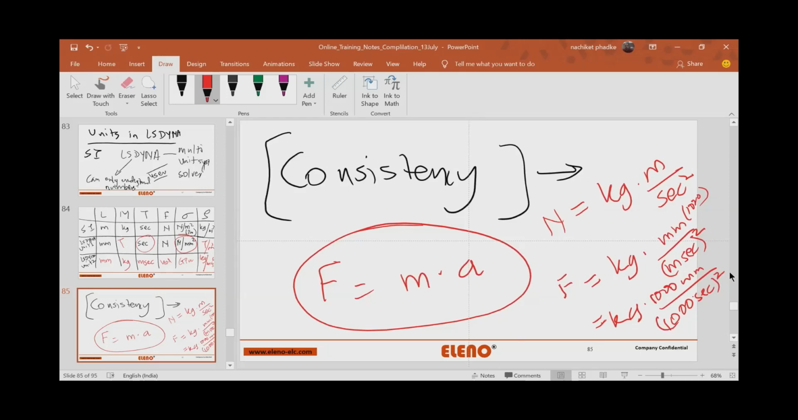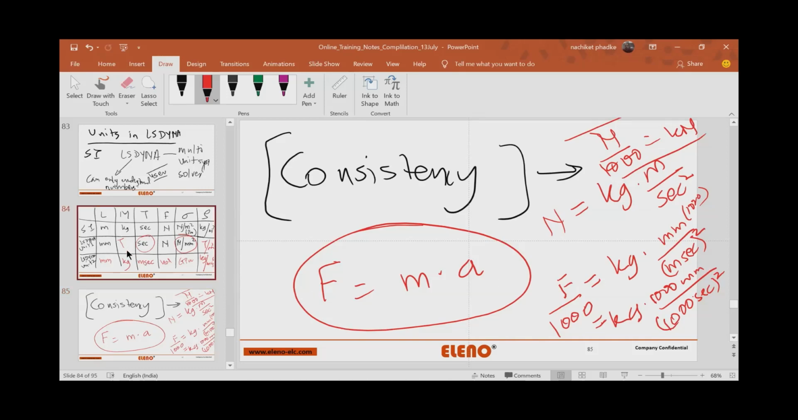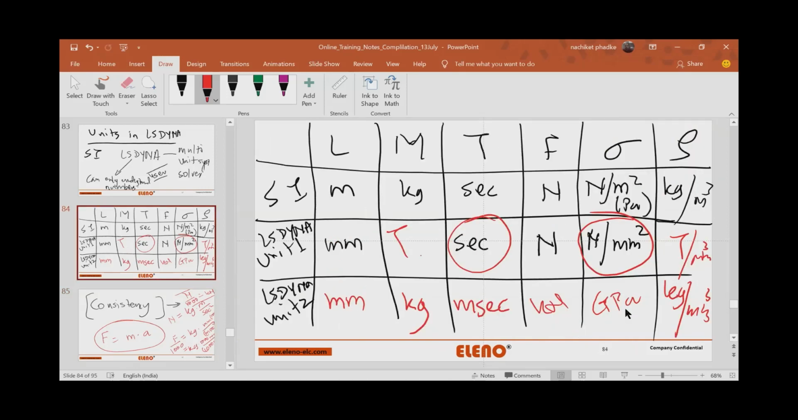Is it correct, guys? So what is happening? The force is getting divided by 1000. Am I right? You are dividing force by 1000. So what are you going to get? You are going to get force as Newton divided by 1000, which is going to be kilonewton. Okay, so you are going to get force value as kilonewton and stress value as gigapascal.